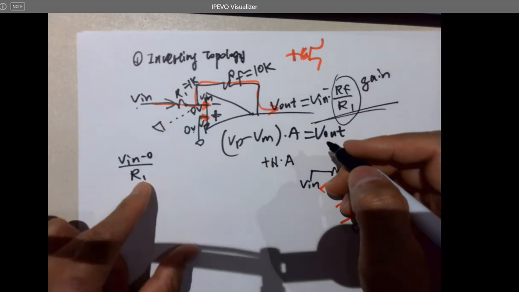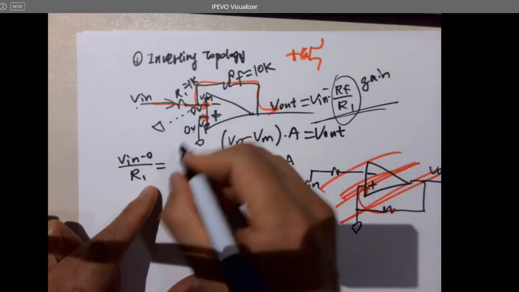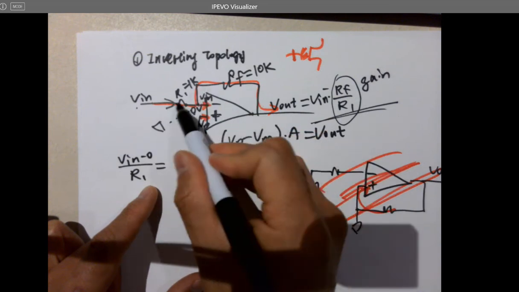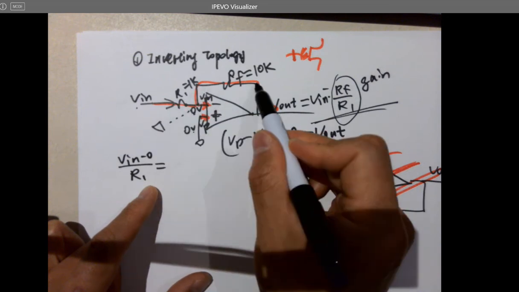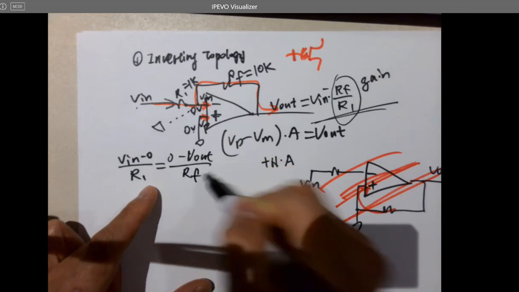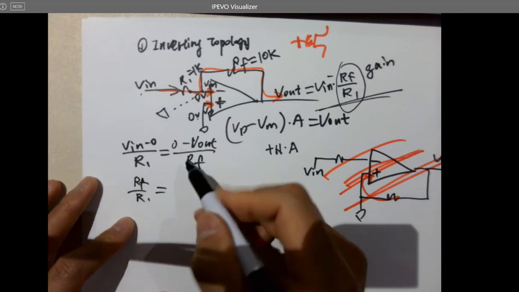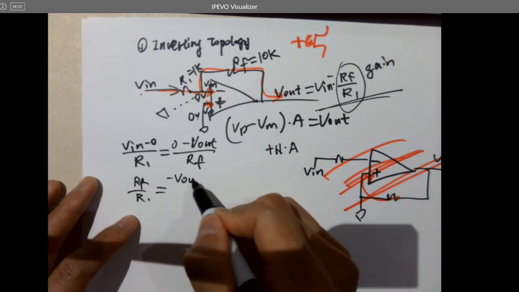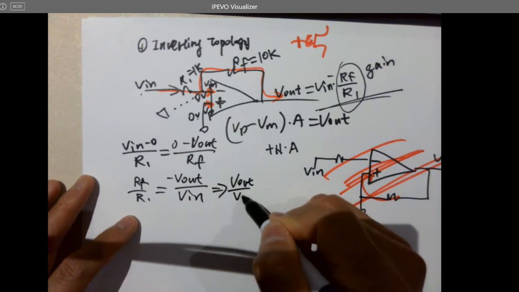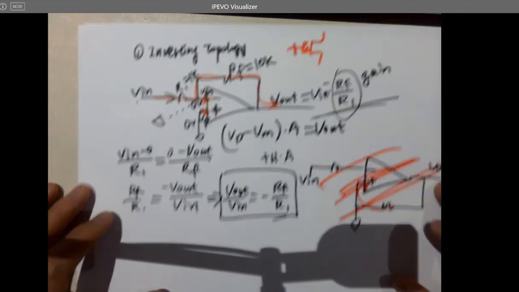V in minus 0 over R1 equals 0 volts minus VL over RF, since current is not flowing in here, so you can consider this as the same current flow. So the current here is going to be the same current here as well. Just move things around, and you're getting RF over R1 equals minus VL over V in. Or you can say VL over V in, which is the voltage gain, is negative RF over R1. So that's the voltage gain of this closed loop configuration.